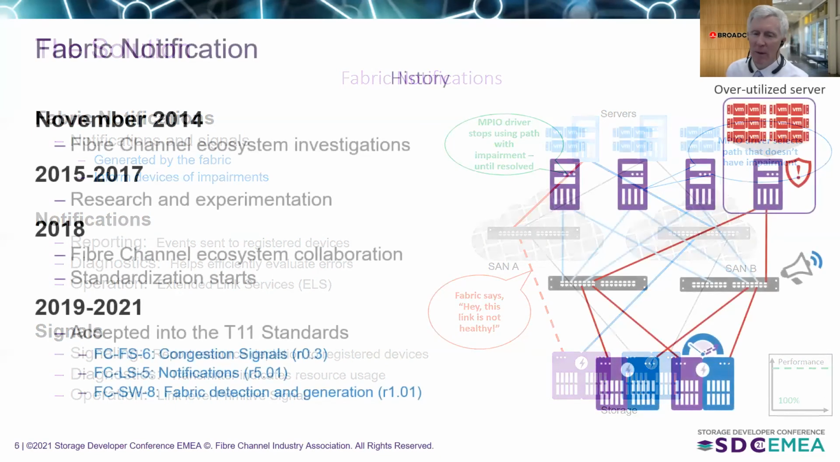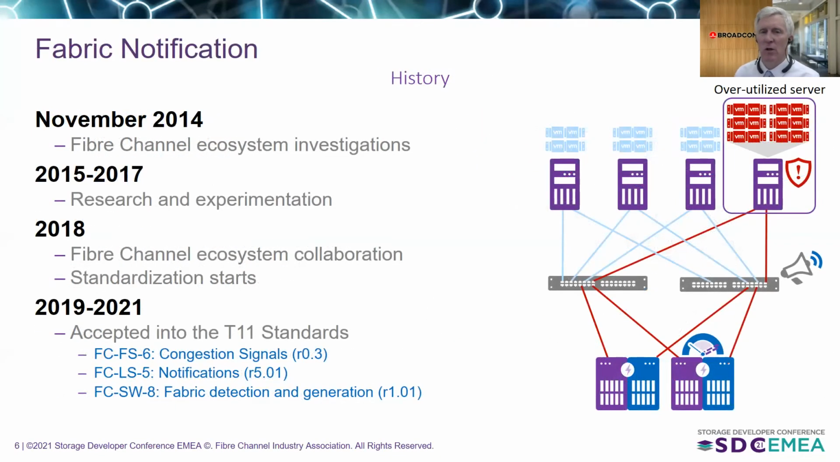So how did this all come about? Several years ago, back in late 2014, the Fibre Channel ecosystem began investigating this particular problem. As fabrics had become larger and escalations surrounding persistent intermittent issues had become much more prevalent, the industry found that it was exceedingly important for the Fibre Channel community to solve these types of problems.